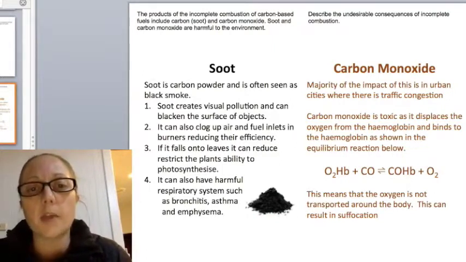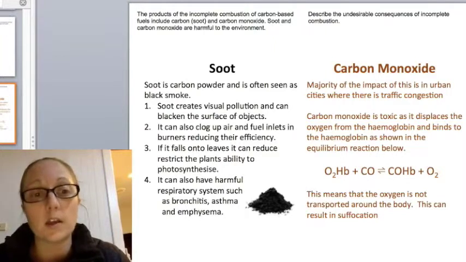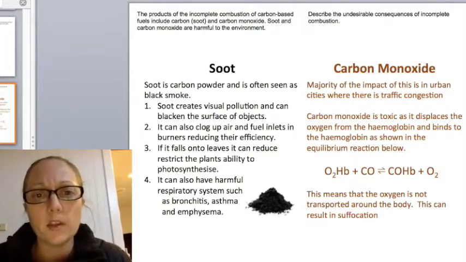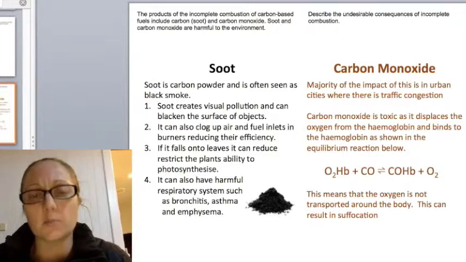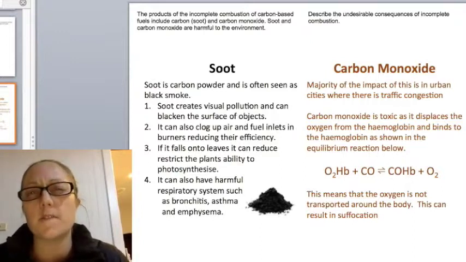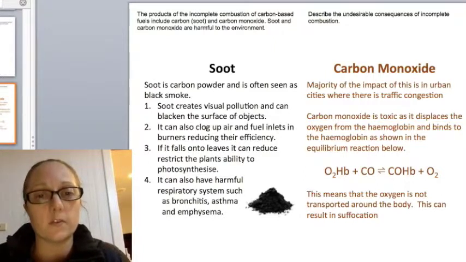So that black powder is carbon, and it's pure carbon. And we often see it as a fine powder, we see it as a smoke. If soot lands on surfaces, it can blacken them and damage them, but it also causes visual pollution, so it can cause that darkening of the air. In doing that, it can also clog up air and fuel inlets, which makes their burning less efficient.